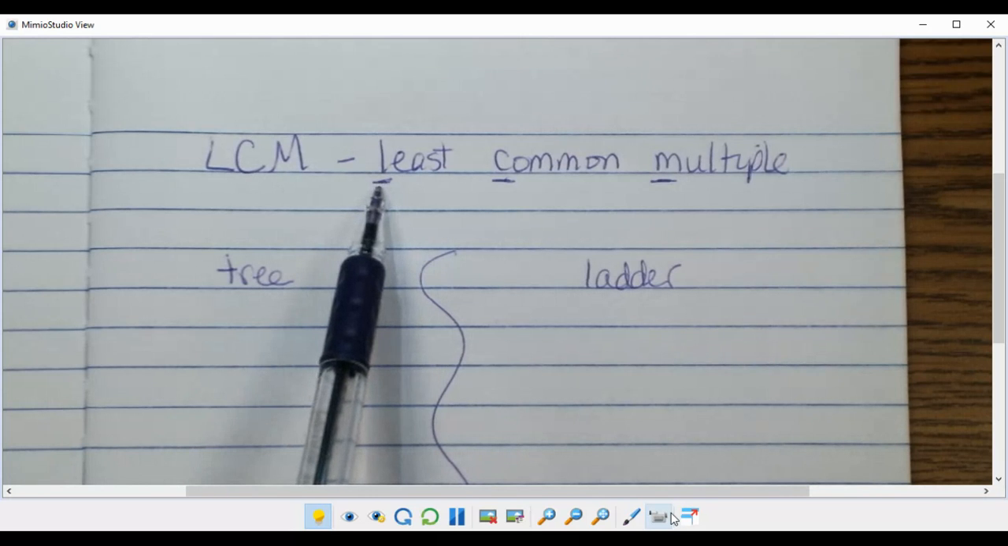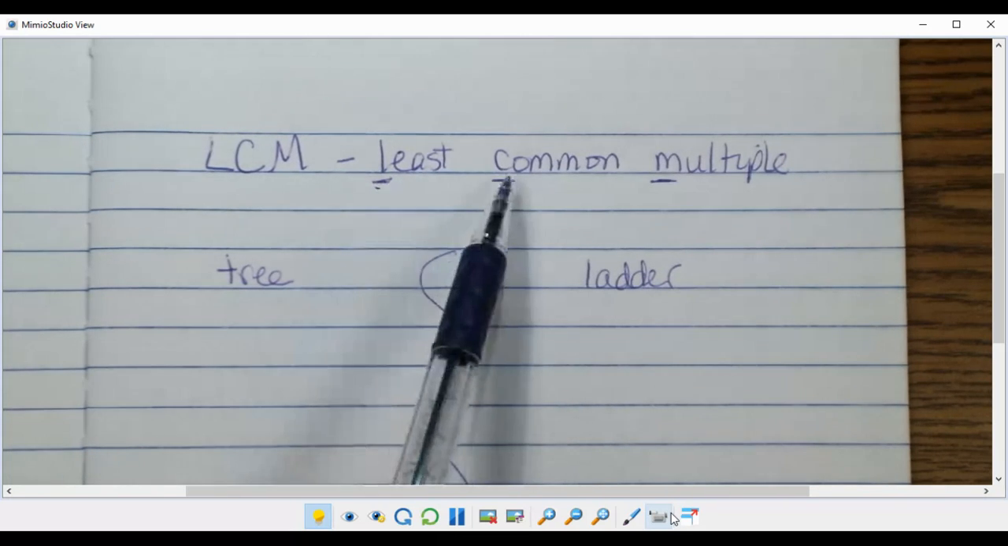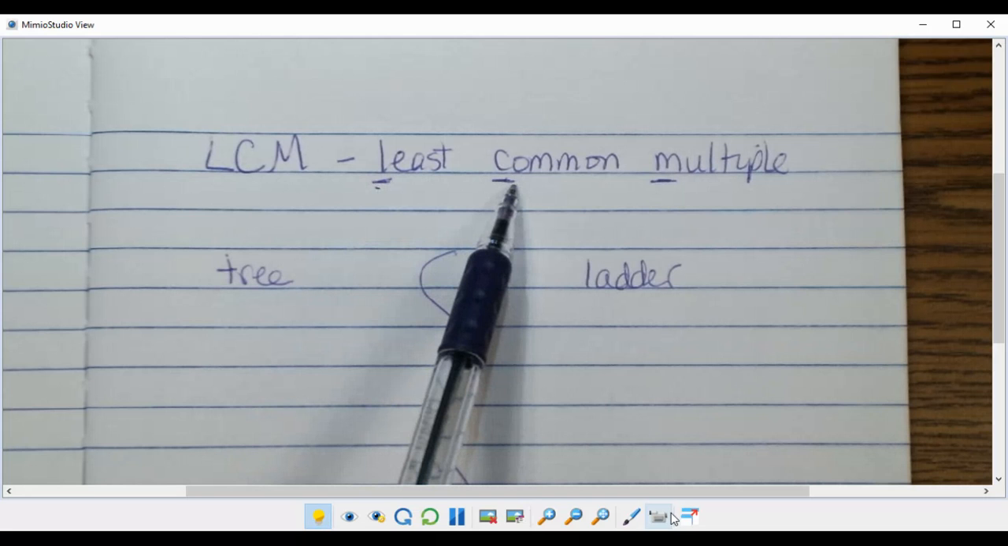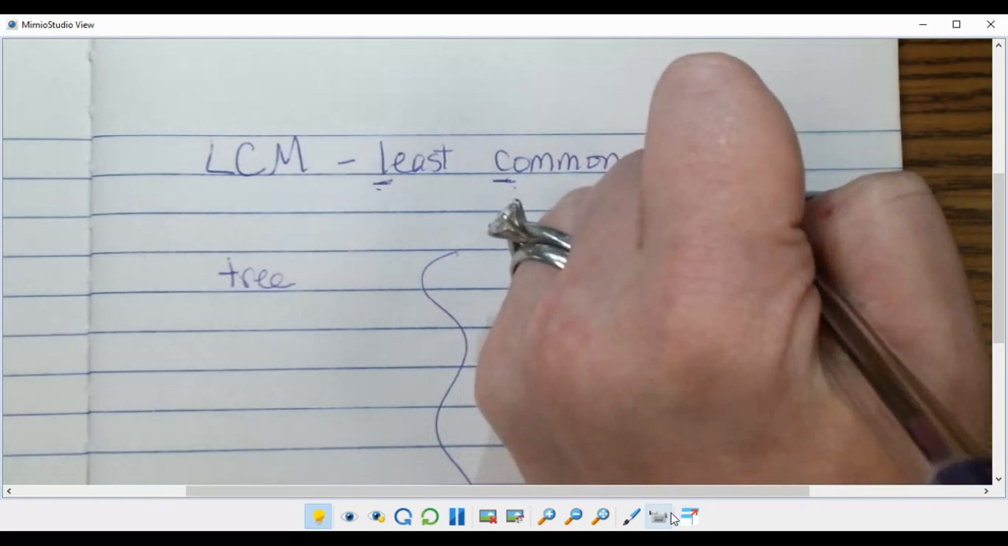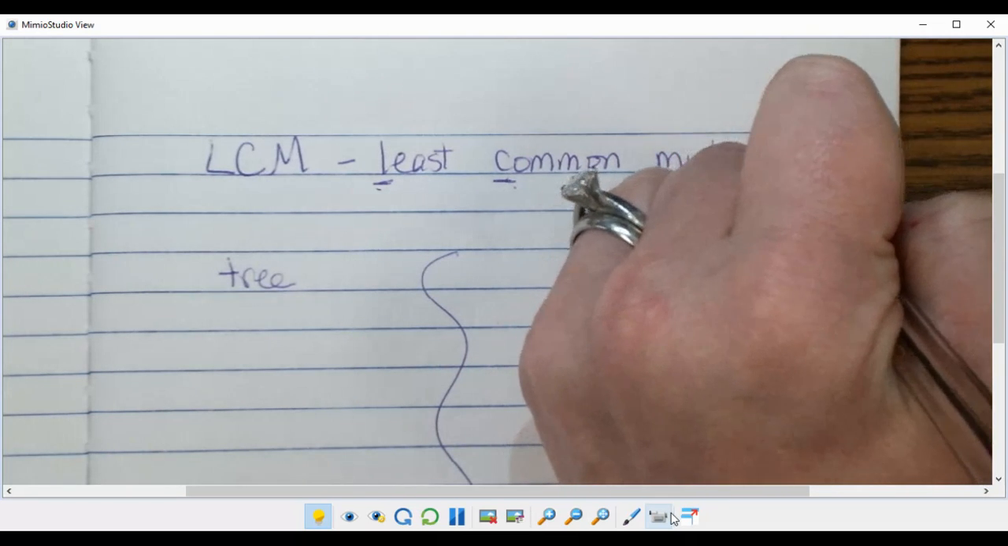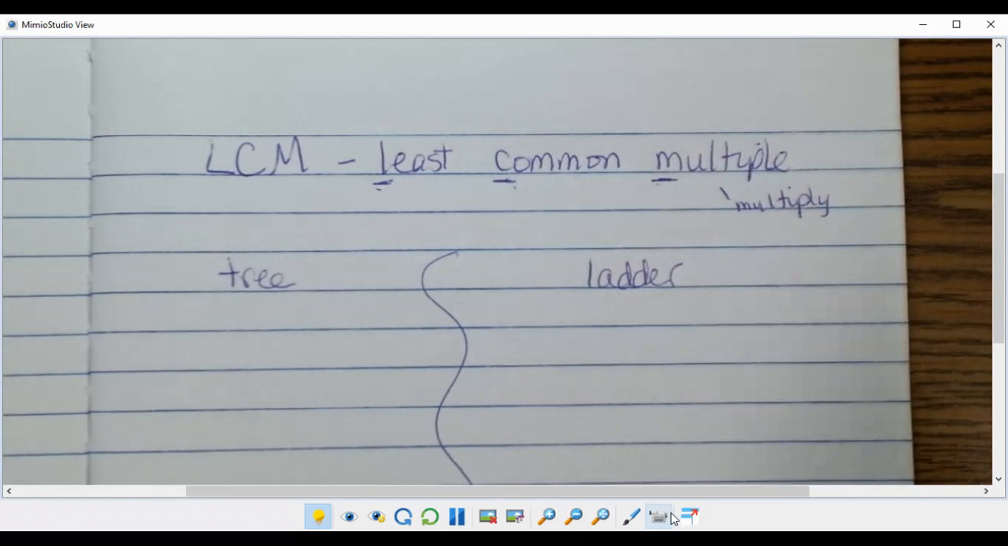Least common multiple. Well, least is the smallest. Common is one that appears on both or all lists. And multiple, think the word multiply, which means all of our numbers are going to be bigger. We're going to create these lists that get bigger and bigger and bigger.